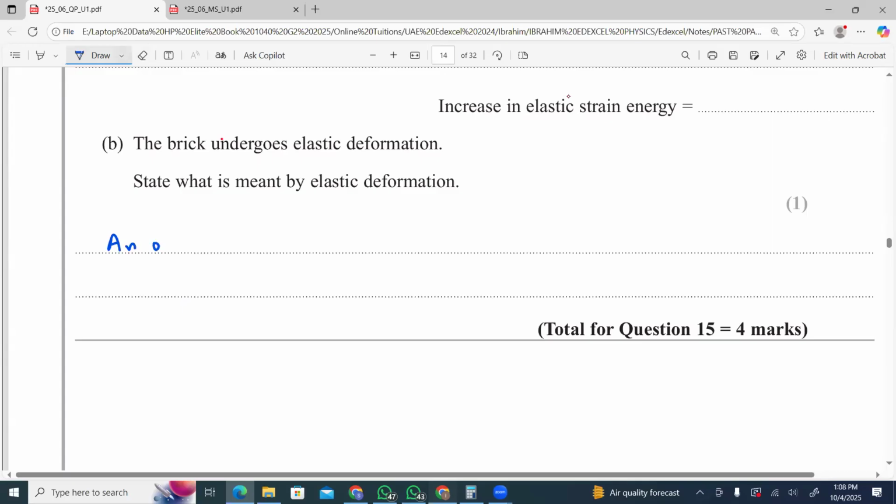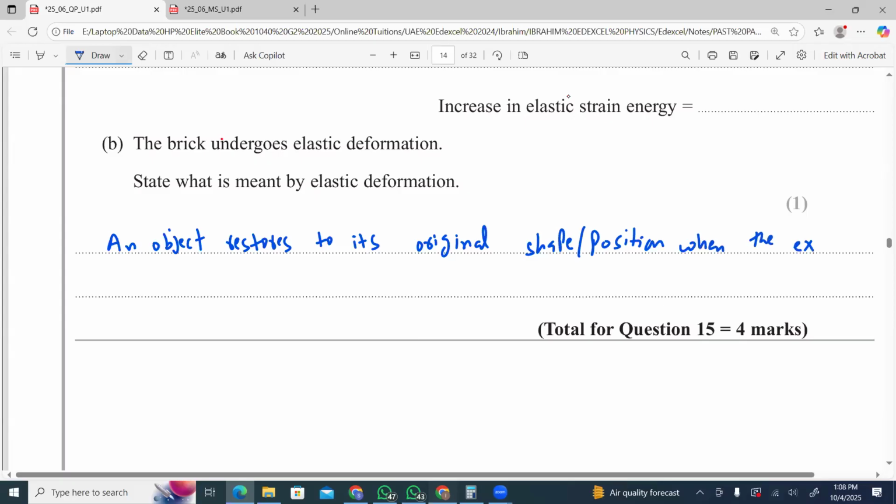Okay, an object restores to its original shape, you can say, or position, you can say, when the external force is removed. Sorry, not reduced, removed.